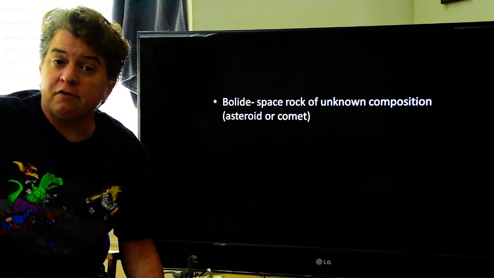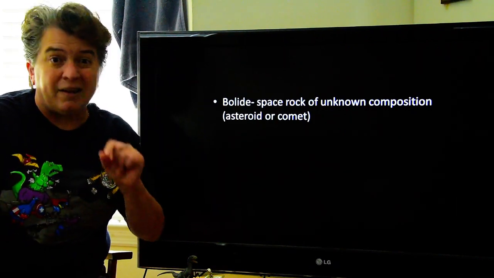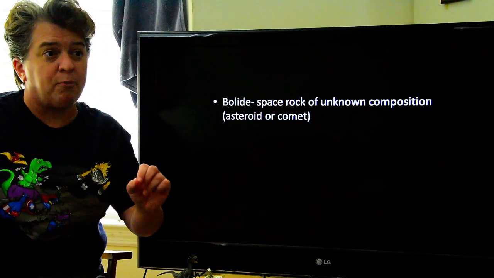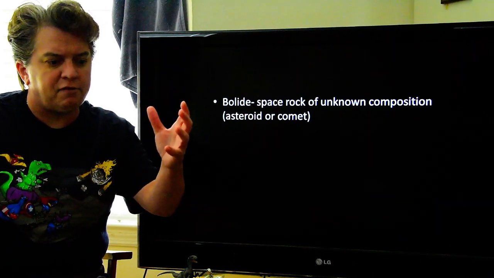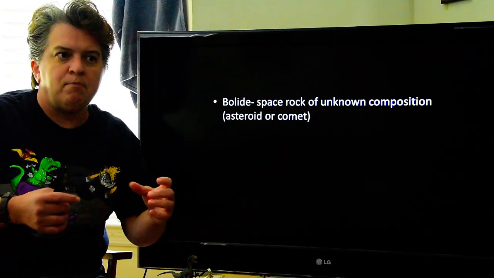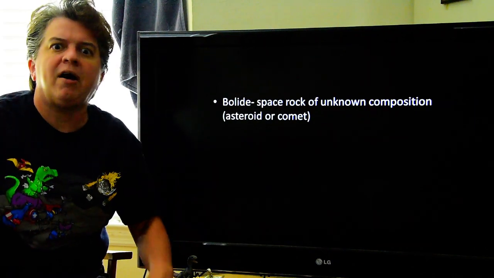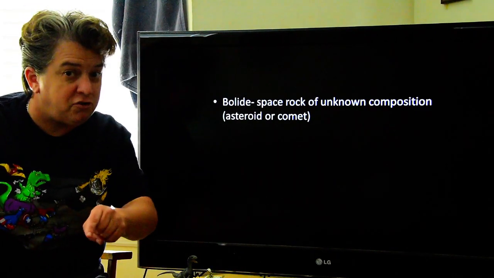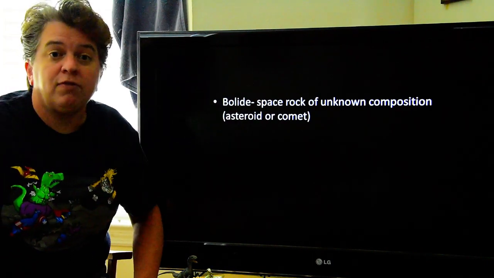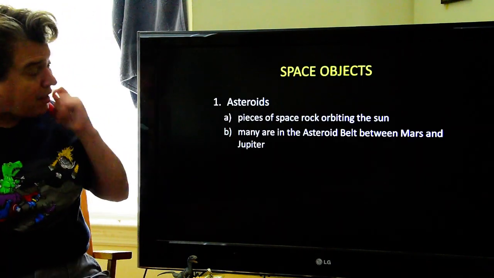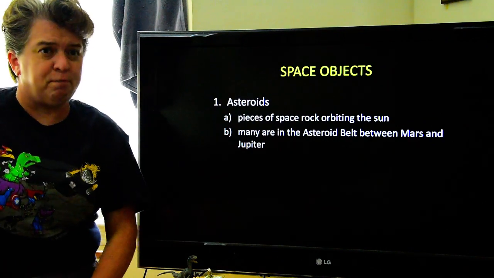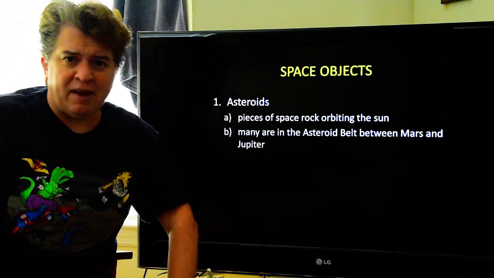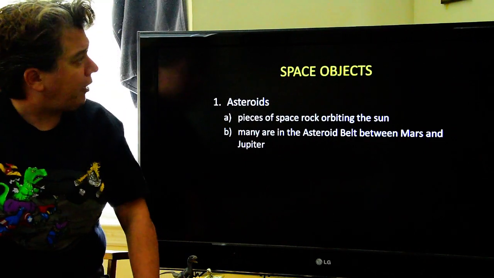Now, if you study astronomy, that definition is going to be a little bit different, because to an astronomer, a bolide is an object that makes an explosive amount of light as it enters the atmosphere. But this is geology class, so I'm giving you the geology definition. All right, so what are some of these bolides, some of these space objects out there?